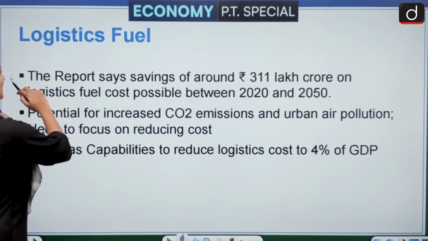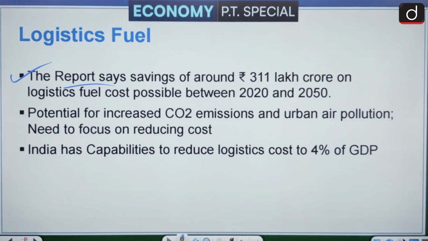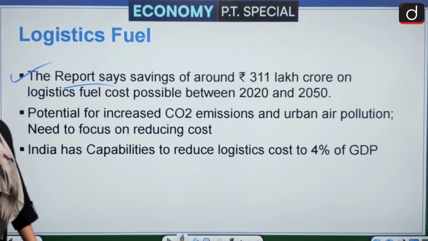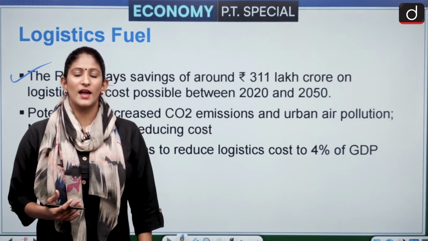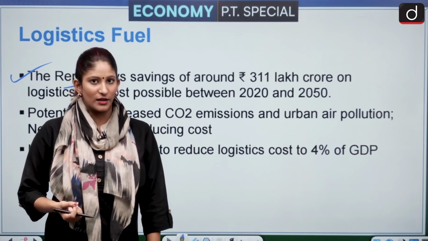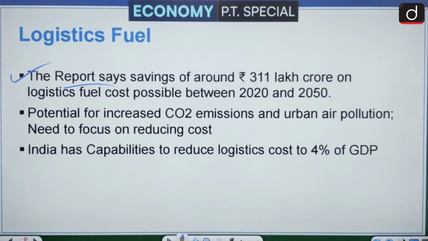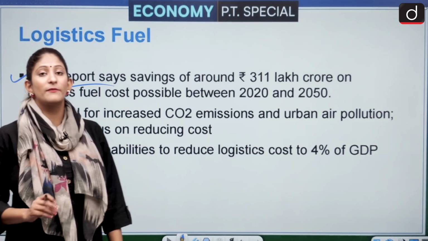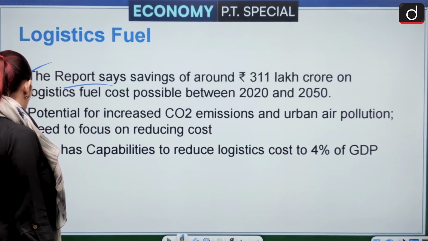The report has said savings of around 311 lakh crore on logistics fuel costs are possible between 2020 and 2050. India has also taken up innovations such as hydrogen, CNG, and the National Hydrogen Mission. All these can work in the same direction. There is potential for increased CO2 emission and urban air pollution, so we need to focus on reducing the cost, and India has the capability to reduce logistics costs to 4% of its GDP.